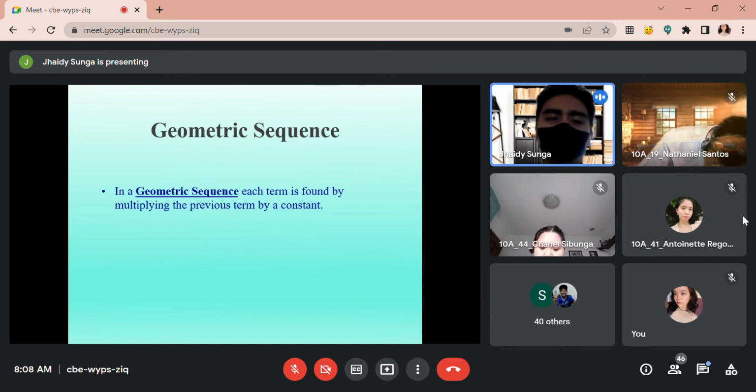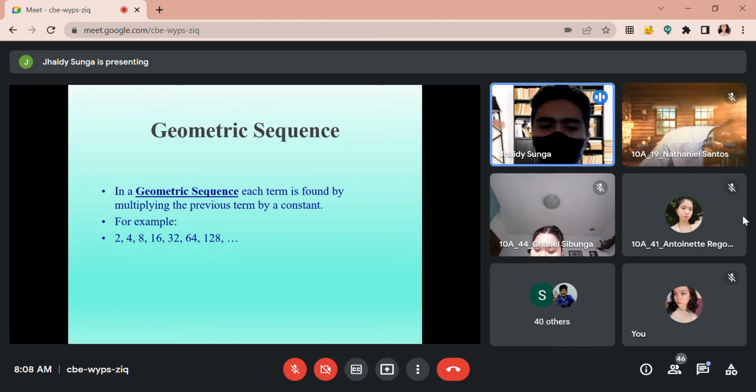Geometric sequence. In a geometric sequence, each term is found by multiplying the previous term by a constant. Alright, so we have the things that we discussed last time, which are multiplication and division. So we have cases where it was multiplied by a fraction, and we know a fraction is similar if we convert it into division. Alright, so let us have this example.